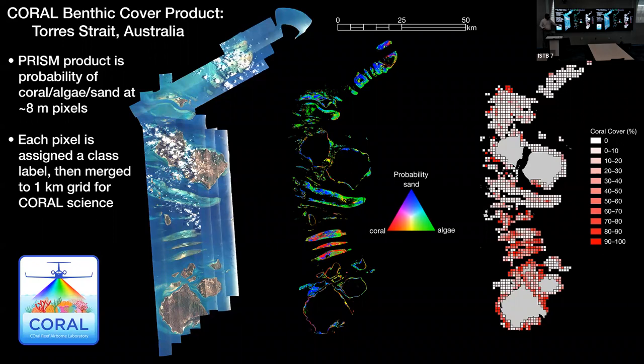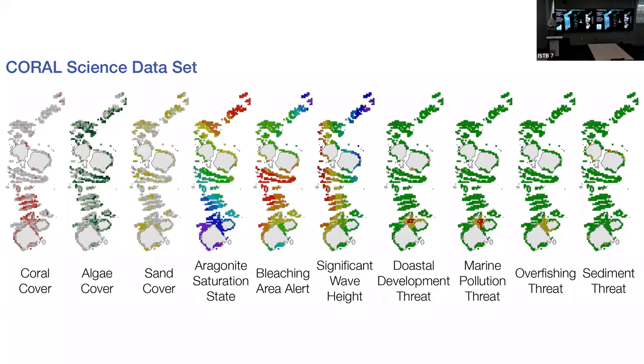Here's an example product. This is the Torres Strait, Northern Australia, between Australia and New Guinea. This is the flight lines. Here's the map of probability of coral, algae, and sand. We decimate that to 1 kilometer boxes, and this is what you get in terms of coral cover. The coral data set again looks something like this, where you have coral, algae, and sand cover, and each of the biogeophysical forcings at the same scale, regular saturation state, and so on and so forth, all for the same boxes.